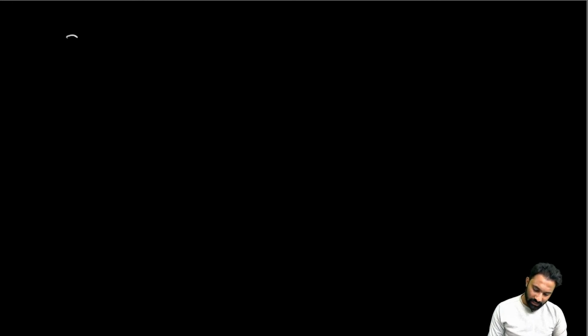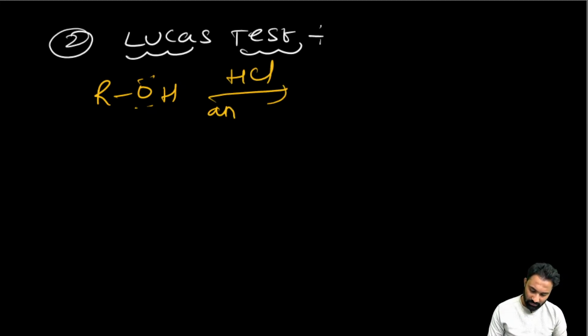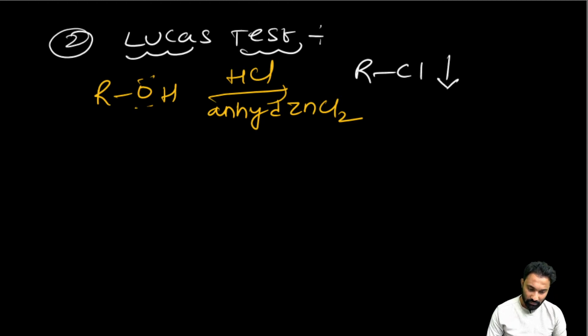Next one, a very important test for the alcohols, that is the Lucas test. Very important test that we have, the Lucas test. Alcohol in the presence of HCl and anhydrous ZnCl2. Now this alcohol upon anhydrous ZnCl2, what will it give? It will give you the alkyl chloride, a white precipitate.